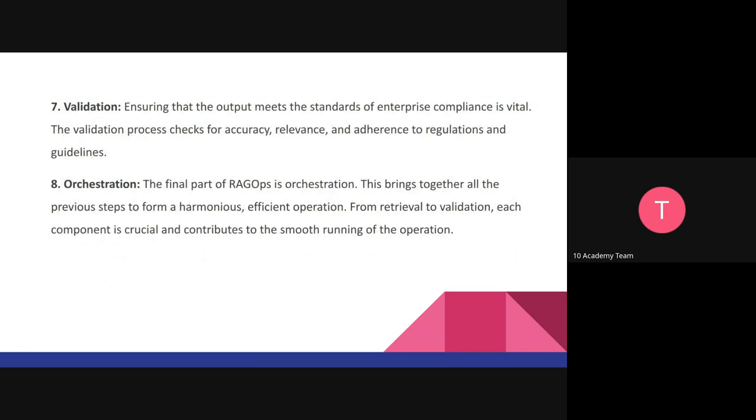The other would be the validation, which is where most of the evaluation happens. We need a validation process to ensure that the response is accurate, relevant, and adheres to the guidelines that we have. Is this RAG pipeline actually working as it should? Is it perfect enough to answer user questions?